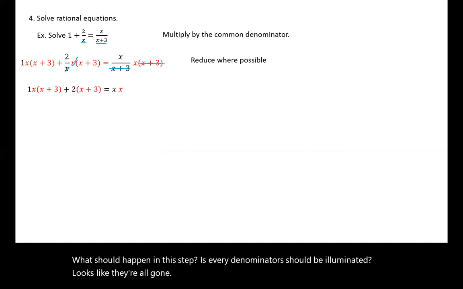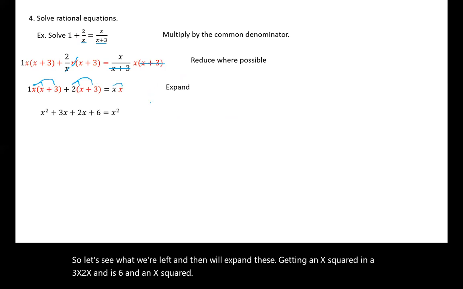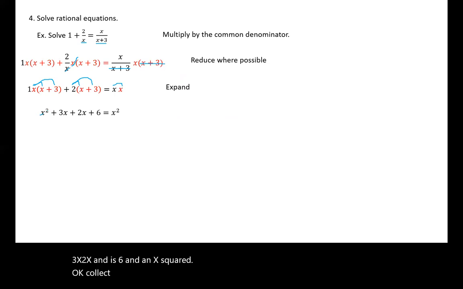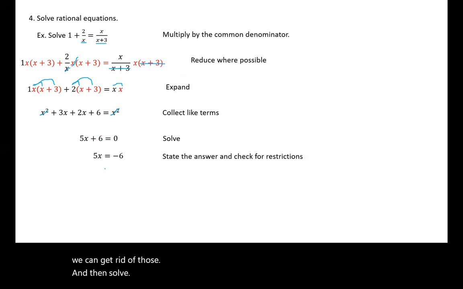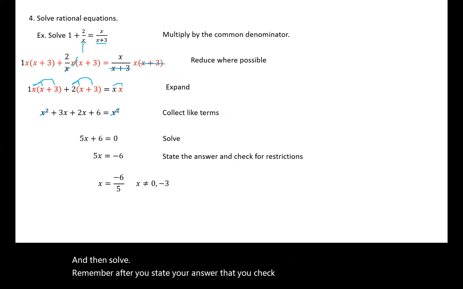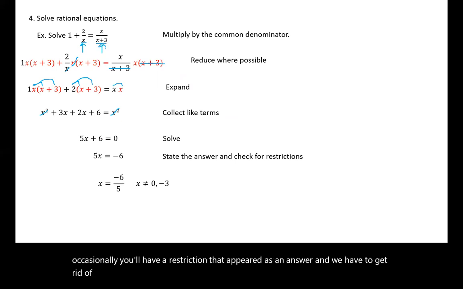So let's see what we're left with, and then we'll expand these, getting an x squared and a 3x, a 2x and a 6, and an x squared. Okay, collect your like terms. We've got an x squared on each side of the equation, so we can get rid of those. And then solve. Remember, after you state your answer, that you check your restrictions, because occasionally you'll have a restriction that appeared as an answer and we have to get rid of it. So in this situation, our answer is -6/5 with restrictions of 0 and -3.